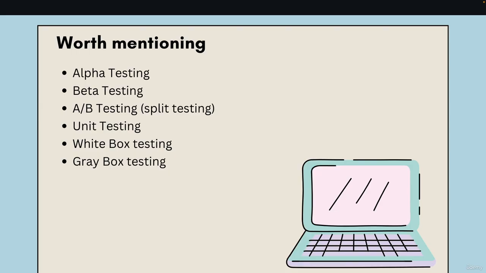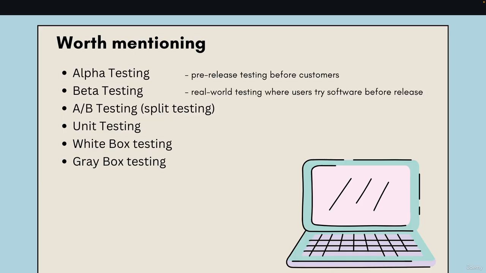Okay, so we got alpha testing. So that is pre-release testing before customers. Really, it's done by the testers or the developers, and it's done before the customers try it, similar to system testing. There's a lot of synonyms in testing, a lot of things that are kind of repetitive. Beta testing is real world testing where the users try software before a release. It's very similar to UAT in that case. You have a group of users checking out the software before it goes out live. So very similar to UAT.